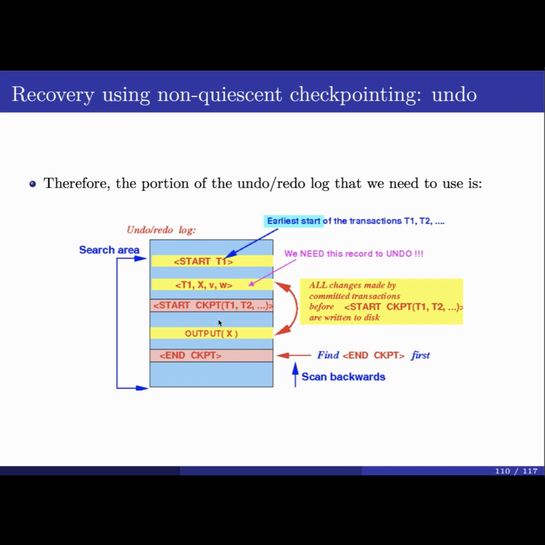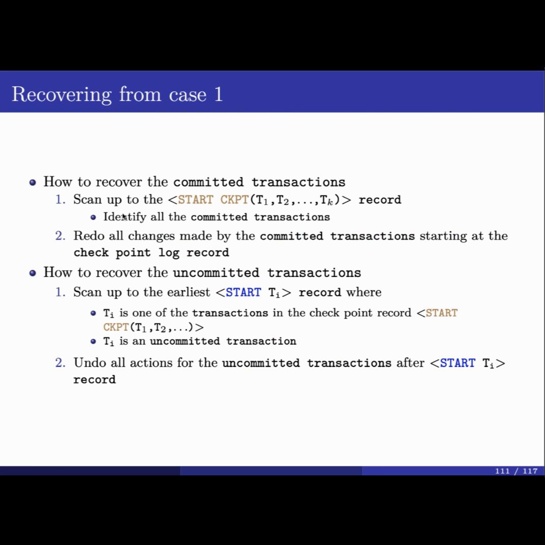Case one, remember, means you start scanning backwards and you find the end checkpoint. And I'm talking about the undo and redo log file here. So in this case, we scan for the committed transactions. Remember, we have committed and uncommitted. For the committed transaction, what do I need to do here? I need to scan up to the start checkpoint, T1 up to the TK record.